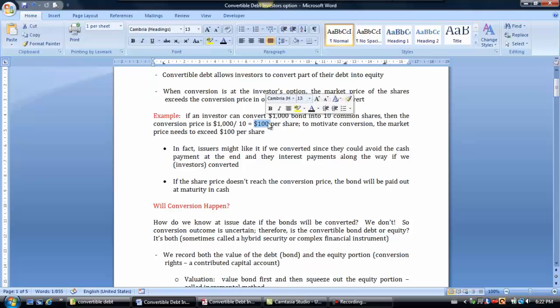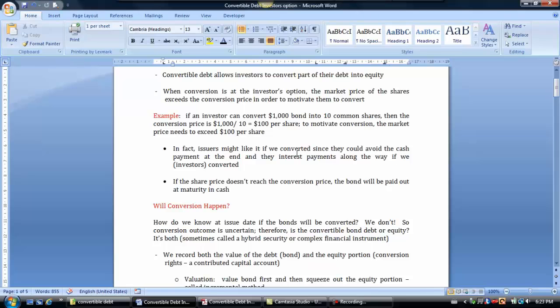We take the value of the bond that they bought, which is a $1,000 bond, and if it's convertible into 10 common shares, then the conversion price is $100 a share. So the shares would really have to be worth more than $100 in order to motivate the investor to convert. But we as the issuer would probably be very happy if they convert, because there's less cash flow out the door. In other words, you wouldn't have to pay interest on the bond. You wouldn't have to pay the lump sum cash payment at the end if the investors actually converted.